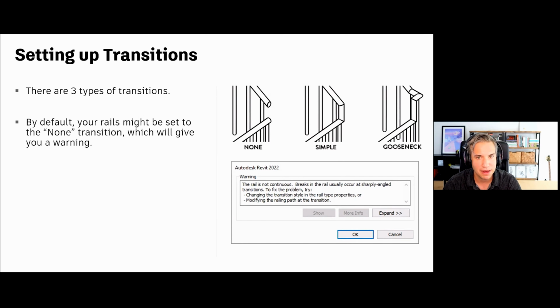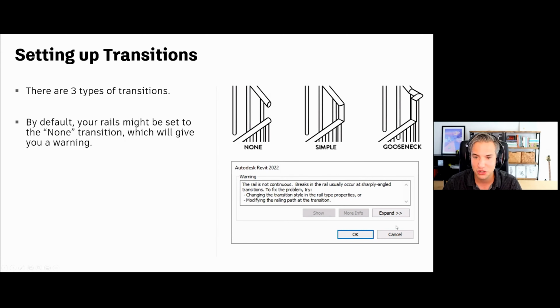So we've talked about extensions. Now let's talk about transitions. There are 3 types of rail transitions in Revit: none, simple, and gooseneck. And if you ever saw the warning, as you can see, which says the rail is not continuous, that is a very frequent warning, especially if you try to model stairs, U-shaped stairs. You will most likely get this warning, especially with the default Revit template. And that is probably because you are using the none or simple rail transition.